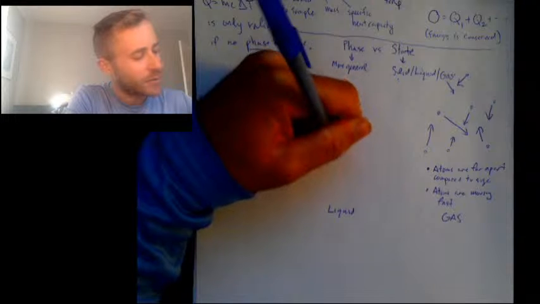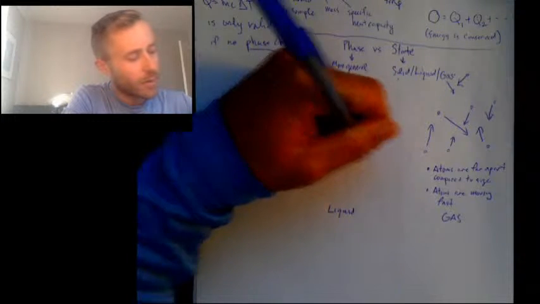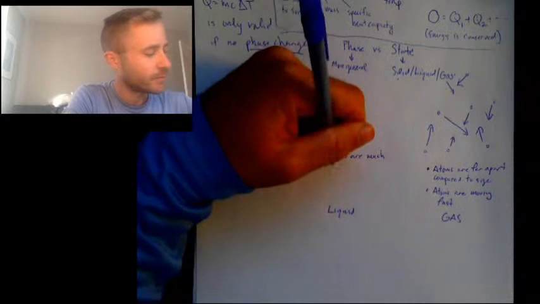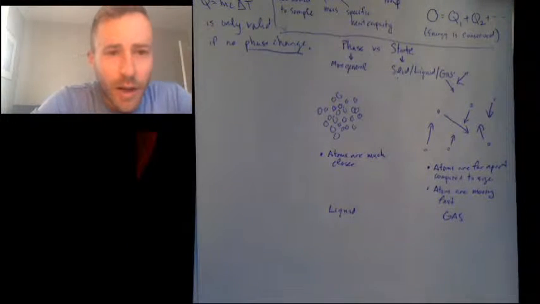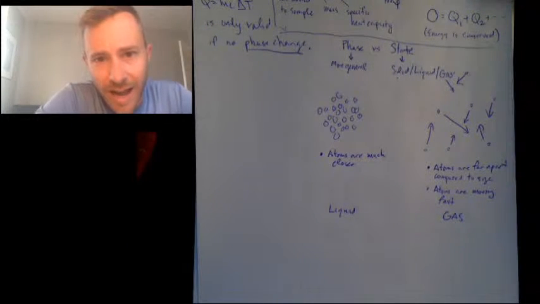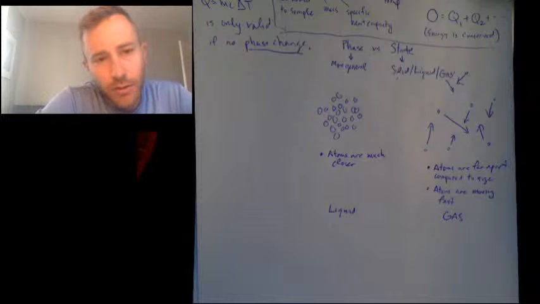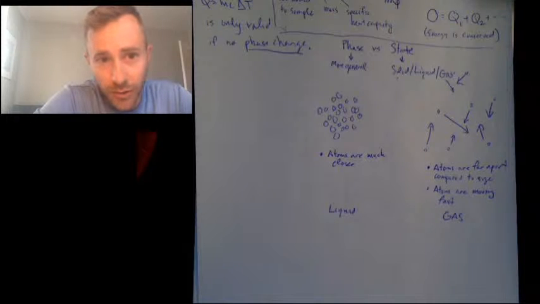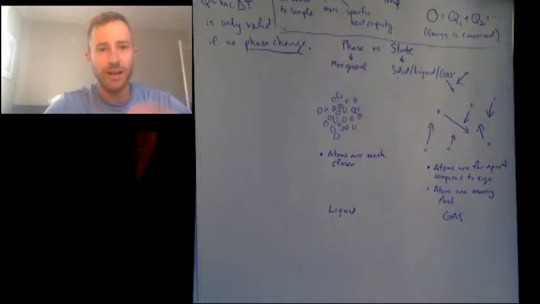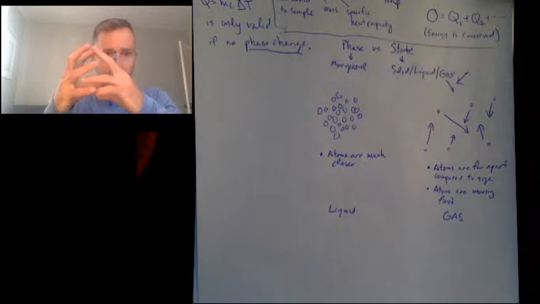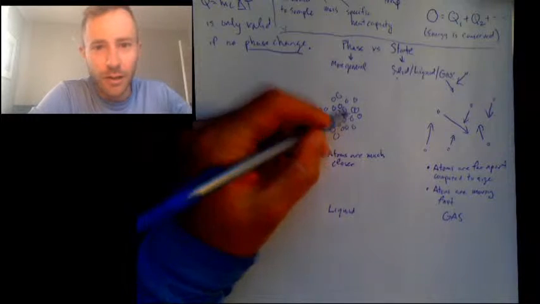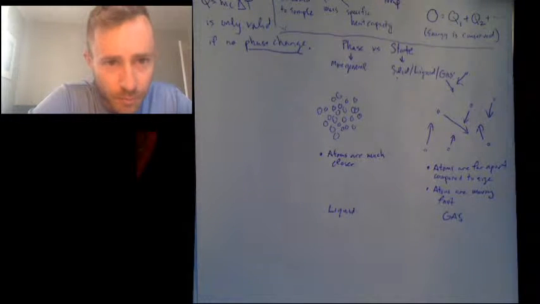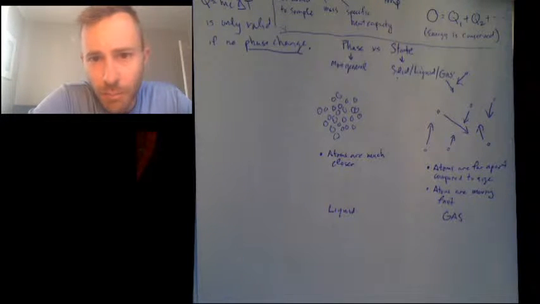So the atoms are much closer. And this explains why gases are usually compressible. You can take a gas and shrink it down into a smaller volume, but it's much harder to do that for a liquid because there's just not as much space between the atoms.